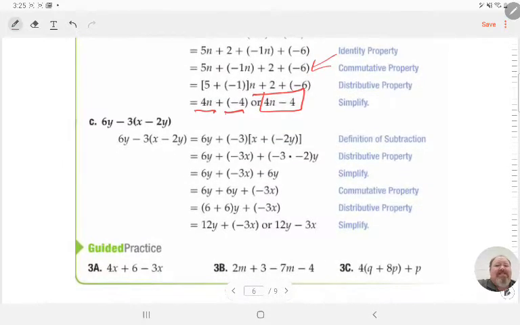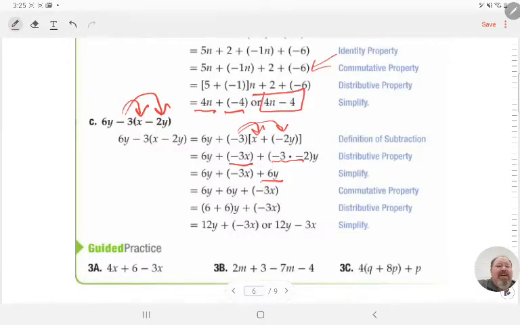Okay? And then on C, it's a little bit different. We have 6y minus 3 times the difference of x and 2y. Now this is the one where we are going to distribute to each one, meaning we have to multiply the outside term times the inside terms. So we would have 6y plus negative 3 times x plus negative 2y. So we would take that negative 3 times x, and that gives me negative 3x. Then we would take the negative 3 times the negative 2y, and that's going to give me positive 6y.